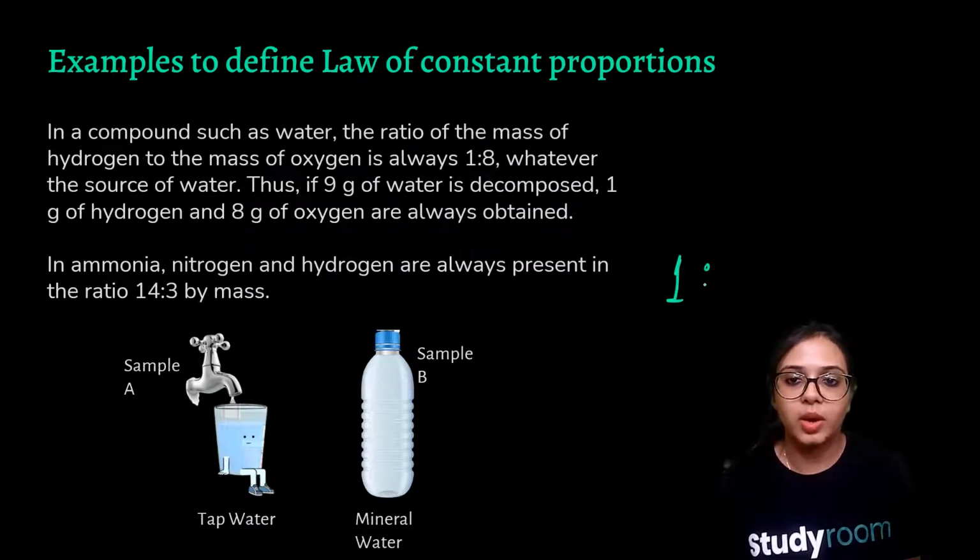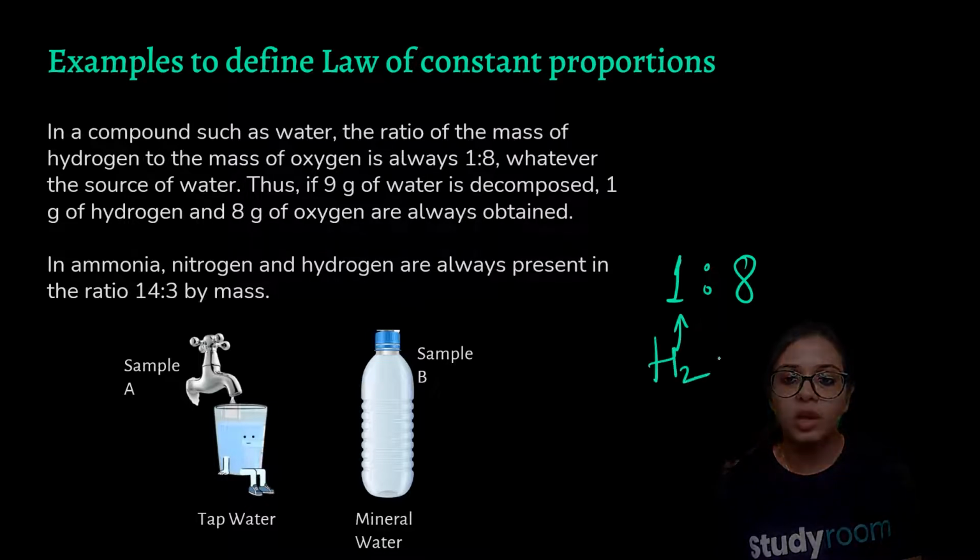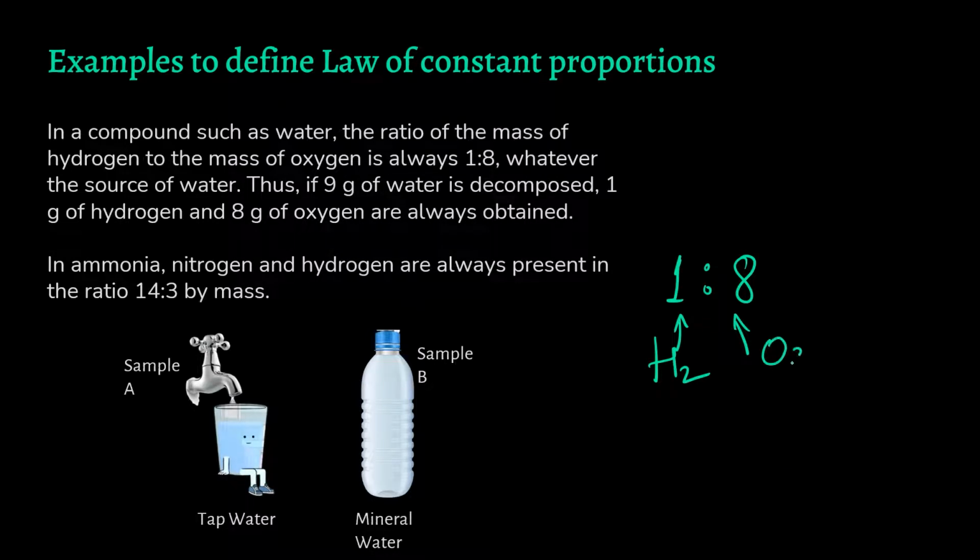So regarding the mass, the ratio is 1:8, 1 being for hydrogen and 8 being for oxygen. So 1 gram of hydrogen to 8 grams of oxygen, whatever the source of water. Thus, if 9 grams of water is decomposed, we will get 1 gram of hydrogen and 8 grams of oxygen. This is fixed. In ammonia, similarly, nitrogen and hydrogen are always present in the ratio 14:3 by mass.